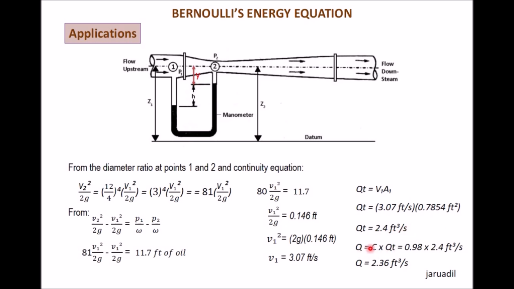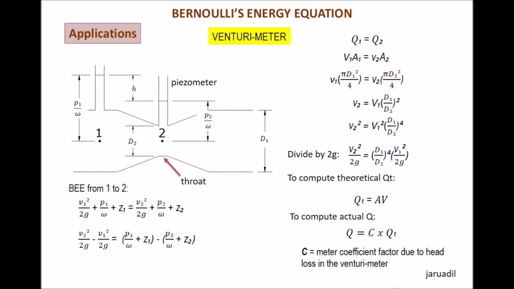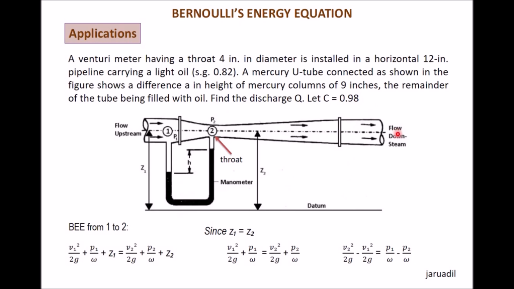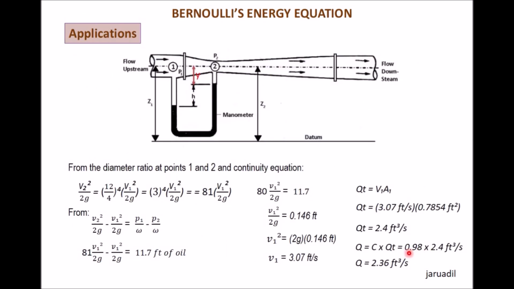And knowing the value of C, yung meter coefficient factor, that is 0.98. So, you multiply that by 0.98, this theoretical Q. So, the actual Q is 2.36 cubic feet per second. So, the actual Q is lesser than the theoretical because of the head losses along this meter.